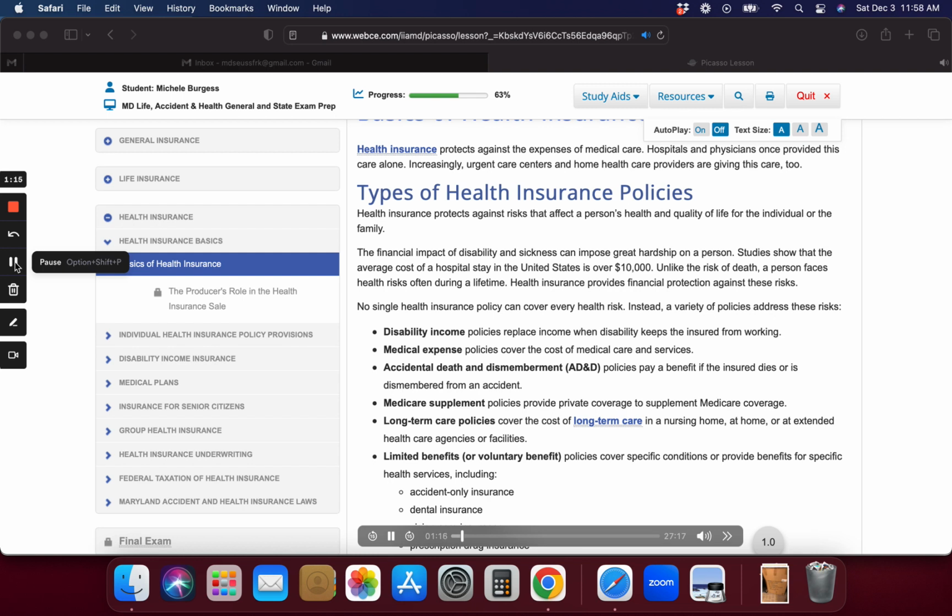Medicare supplement policies provide private coverage to supplement Medicare coverage. Long-term care policies cover the cost of long-term care in a nursing home, at home, or at extended health care agencies or facilities. Limited benefits, or voluntary benefit, policies cover specific conditions or provide benefits for specific health services, including accident-only insurance, dental insurance, vision care insurance, prescription drug insurance, specified disease insurance, supplemental health insurance, travel accident insurance, credit disability insurance.